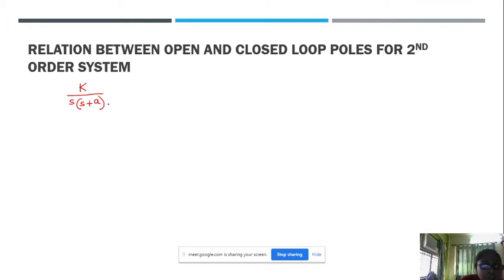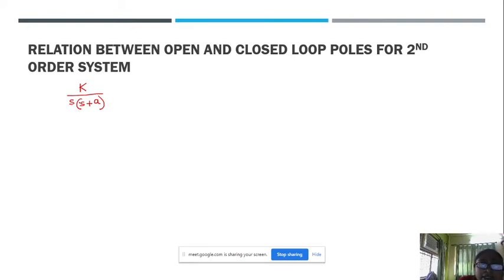Initially, in the previous class we took a first order system and observed that the DC gain was coming when we wanted to trace the closed loop pole path. So today we are also going to look at it for a second order system too. This is a feed forward transfer function.